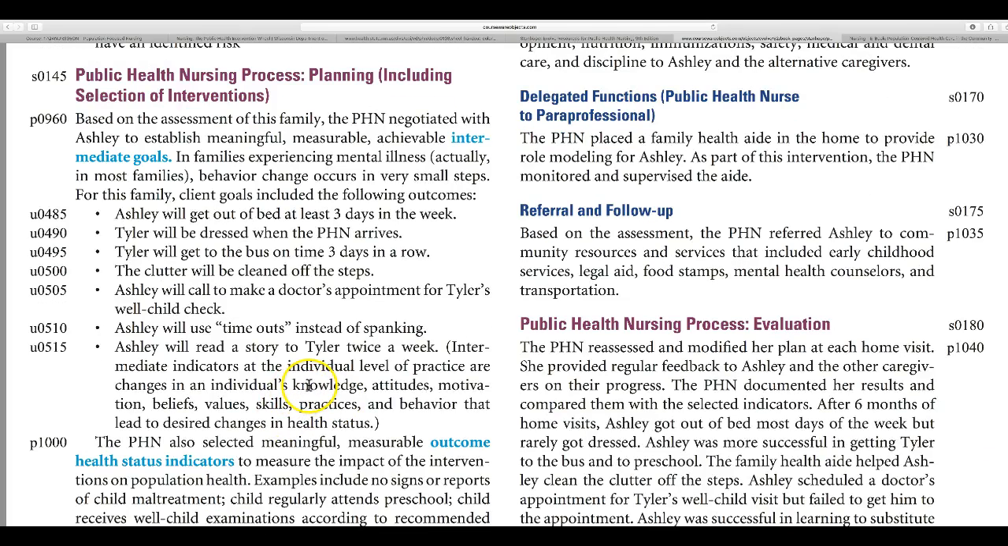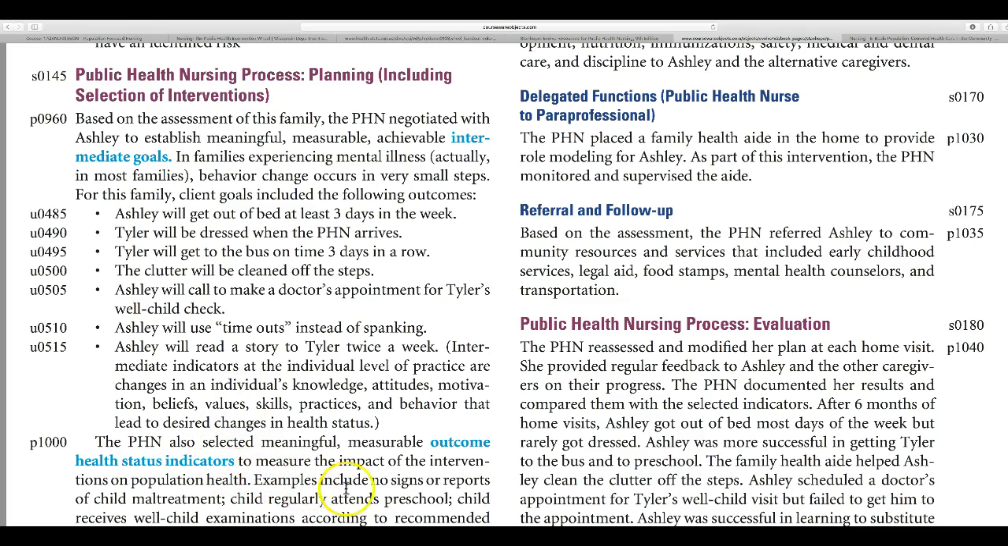So here are some achievable goals. She'll get out of bed at least 3 days a week. He'll be dressed each time the public health nurse comes. He'll get on the bus on time 3 days in a row and won't miss school. There won't be any clutter on the steps. Ashley will make a doctor's appointment. She'll use timeouts instead of spanking, and she'll read a story to Tyler twice a week.